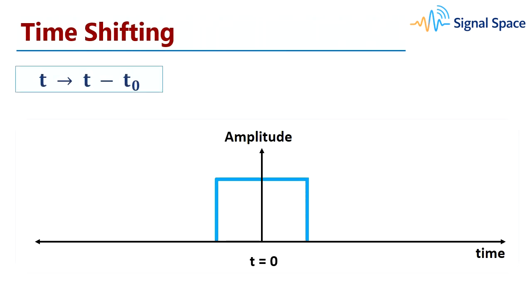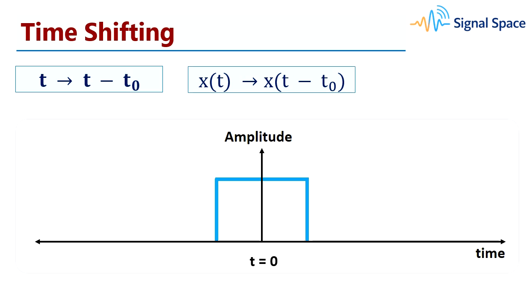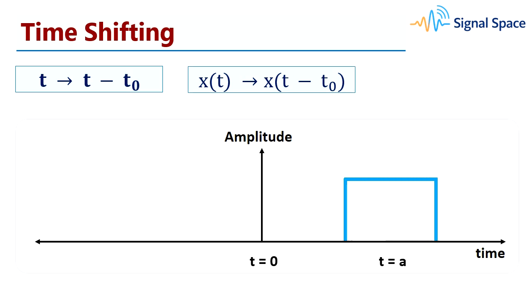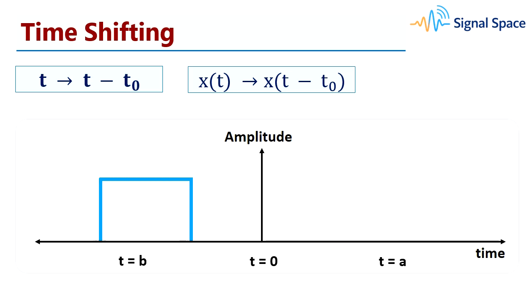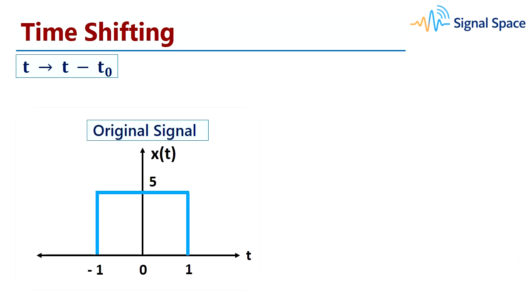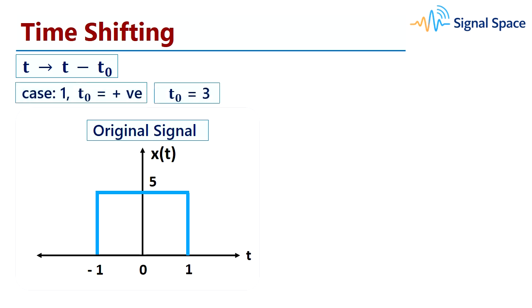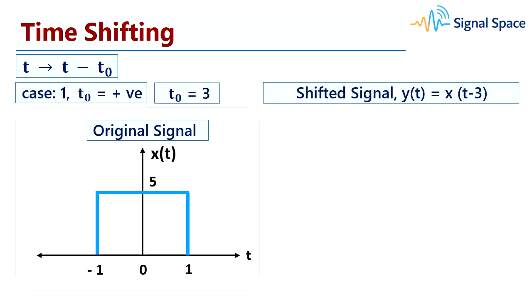Mathematically, t is replaced with t minus the shift amount, say t0. Visually, this results in a physical displacement of the signal along the time axis, moving it either forward or backward. Let's consider an example where the shift quantity is positive, say 3. We'll define our new signal, x of t minus 3, and evaluate its values across a broad range of time, since we don't have an idea which way the signal is going to move.